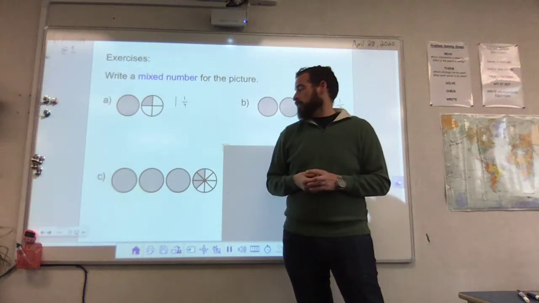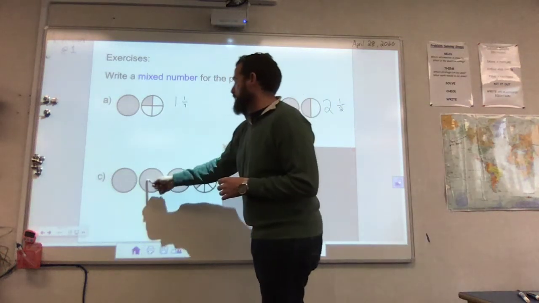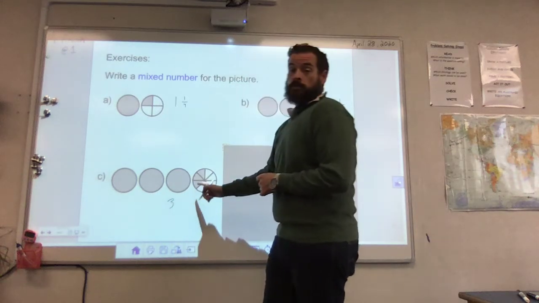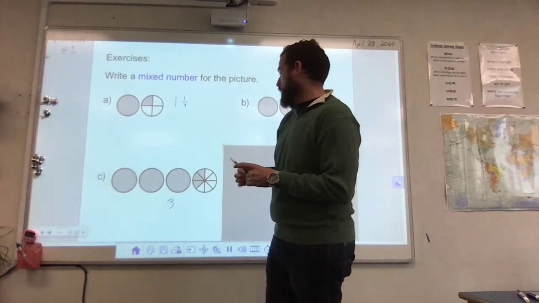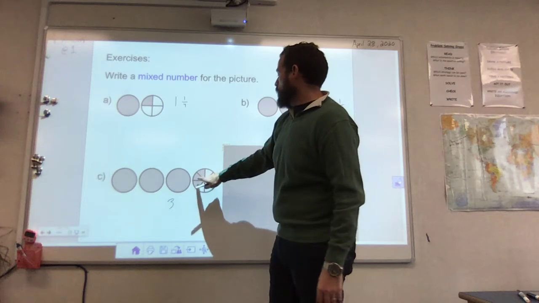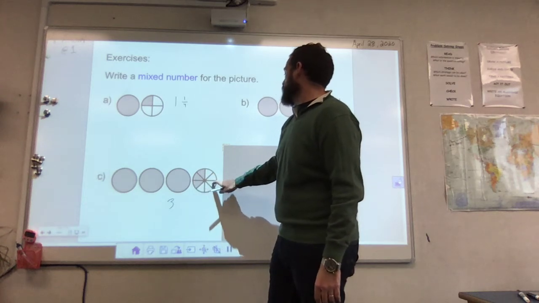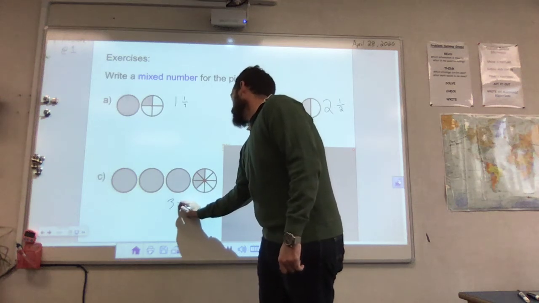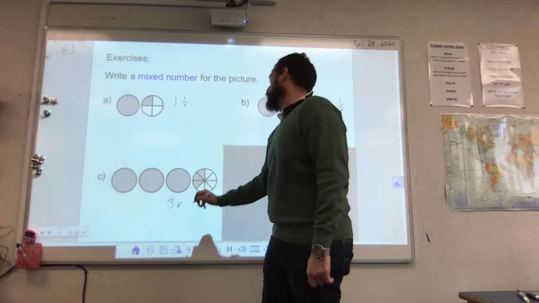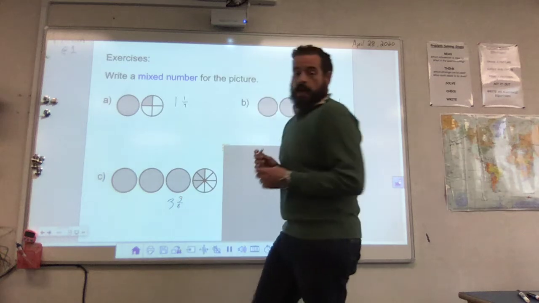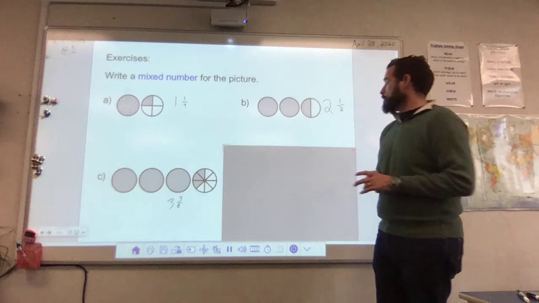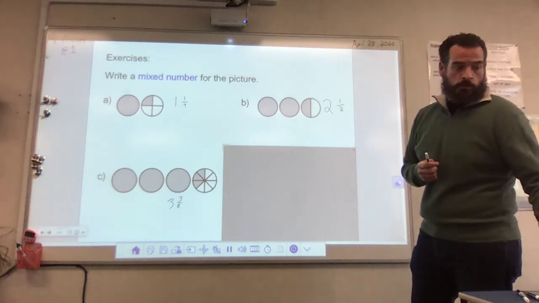Example C. Now we have 3 wholes shaded, so there's 3. This one is divided into a lot more parts. So I'll count all the parts first. 1, 2, 3, 4, 5, 6, 7, 8. So we've got that divided into eighths. And we've got 1, 2, 3 shaded, so 3 3/8 is the mixed number for that example. And now we have a bonus one.